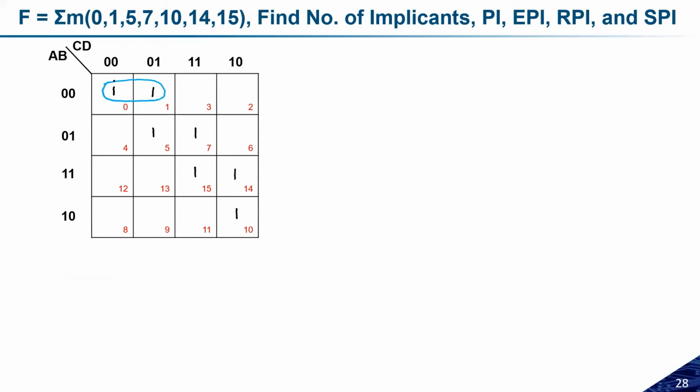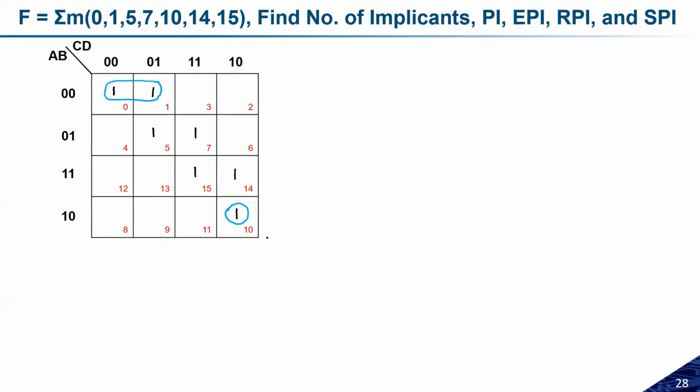Now please tell me, can I cover this one with any other pair than this one? Is it possible? Can I cover this one with other ones? No, sir. It is not possible, right? So it is mandatory to make the pair of this first one, which is at 0, with 1. So this is the essential prime implicant. Okay, so this is an essential one. Now if you see here, can you tell me what is the possibility to make the pair of this one which is at location 10?